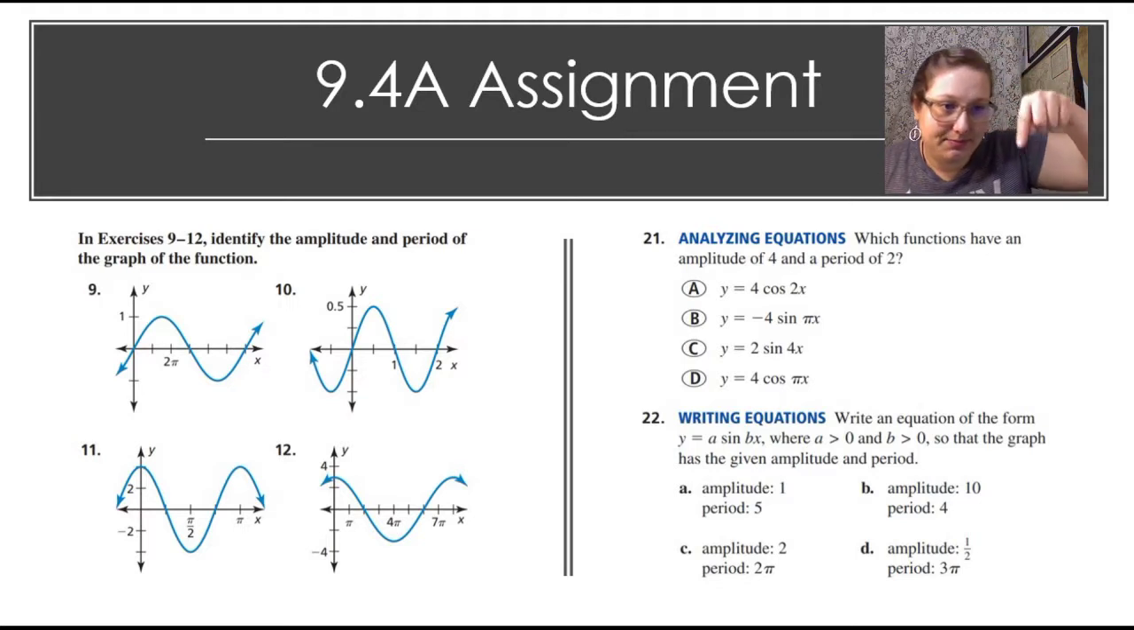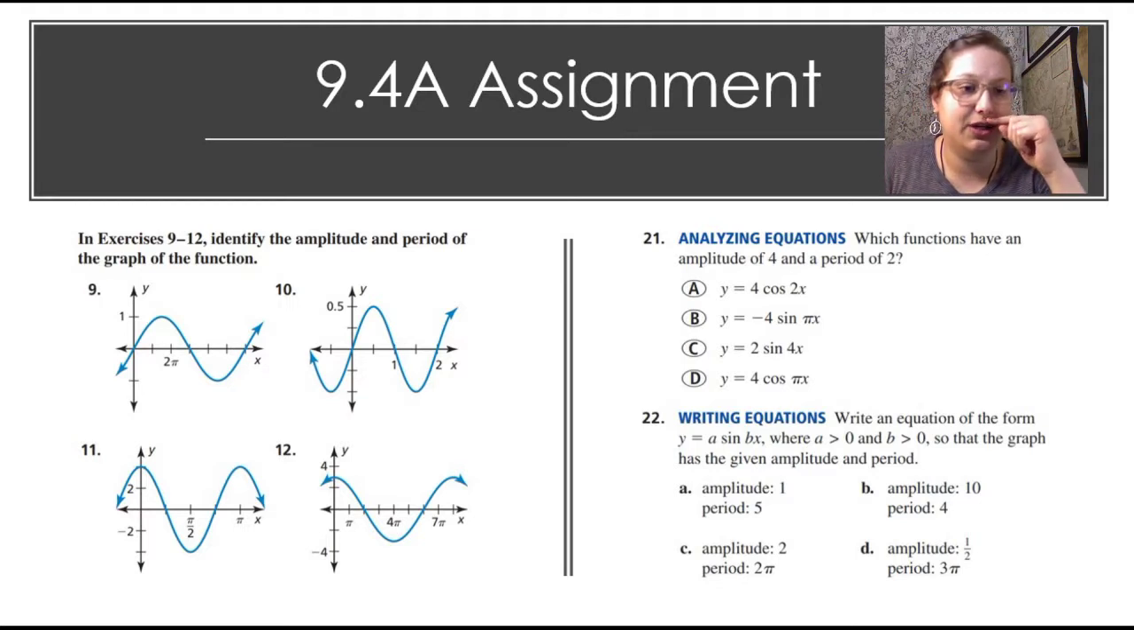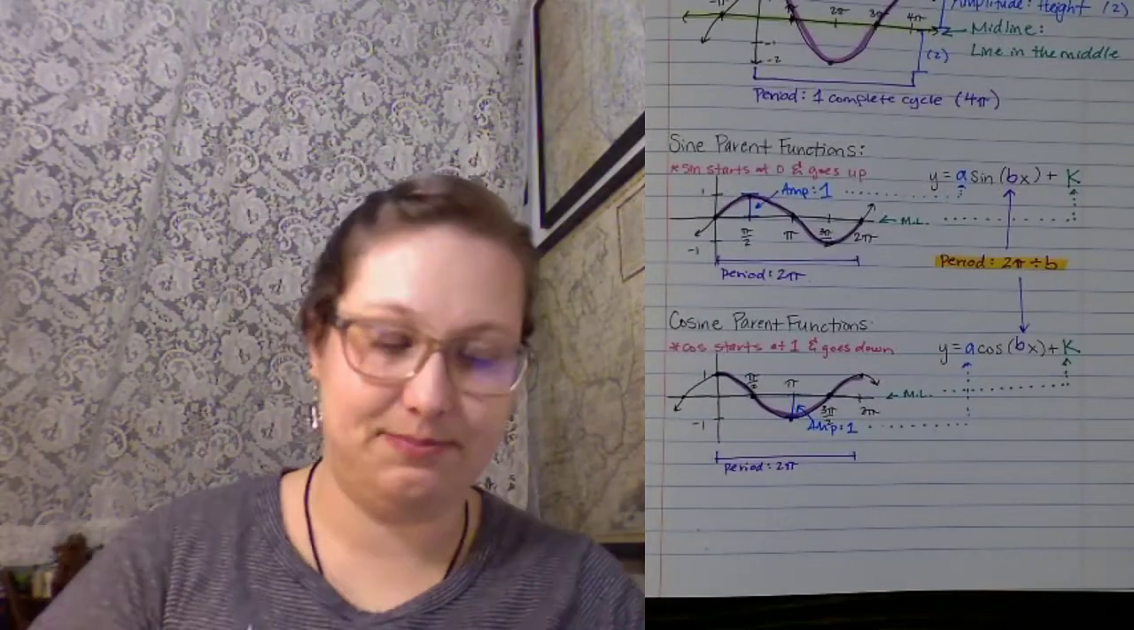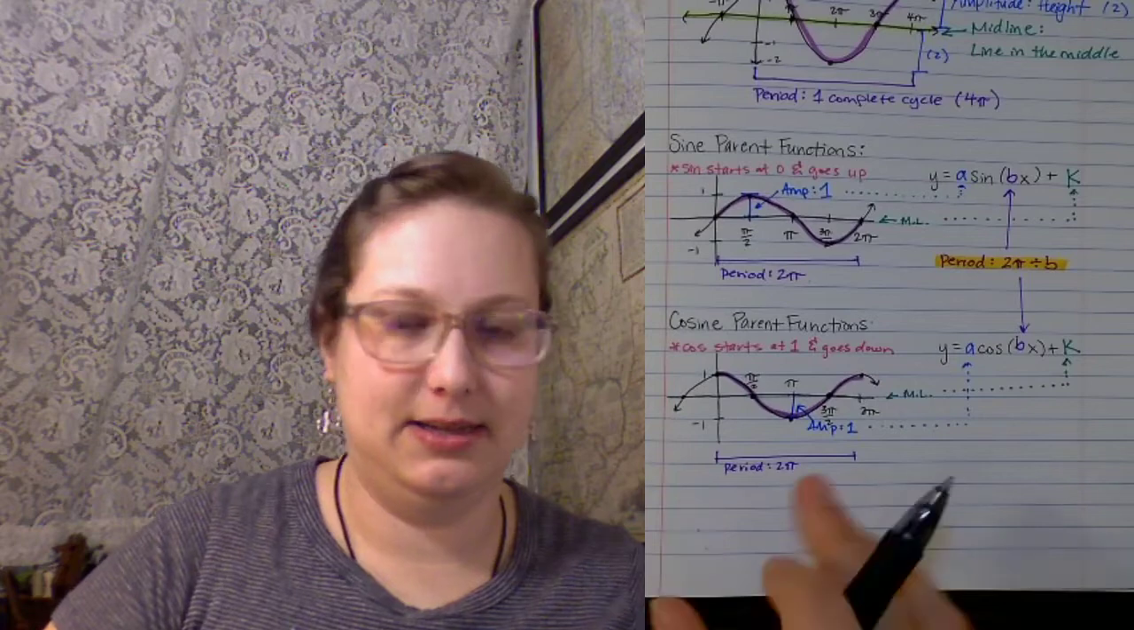For this one, it's like matching, which one has an amplitude of 4 and a period of 2. And then the bottom one is we want to write a function so that way the graph has a given amplitude and period. I'm going to do one example like the very bottom one, because I think that's the only one that's going to trip you up after this stage. And it specifically says to do sine.